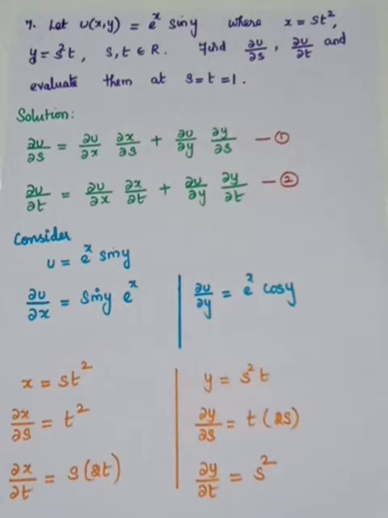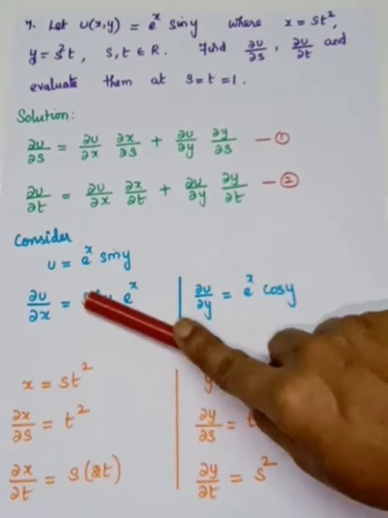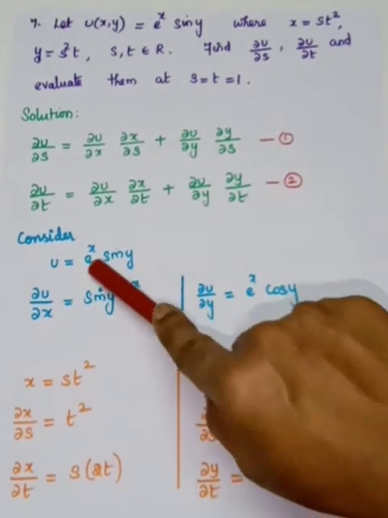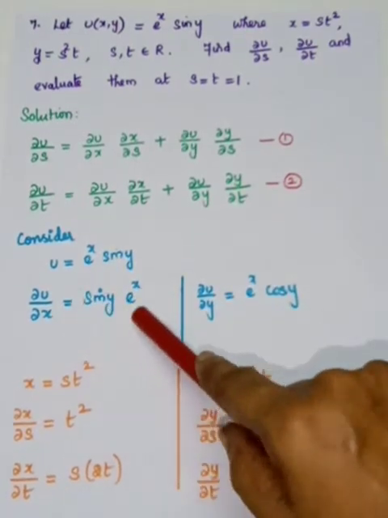So now what you have to do? You have to differentiate u partially with respect to x. So what is the constant? The y term is a constant. So sin y is a constant, so it is written out. Here what is remaining? e^x. The differentiation of e^x with respect to x is e^x.